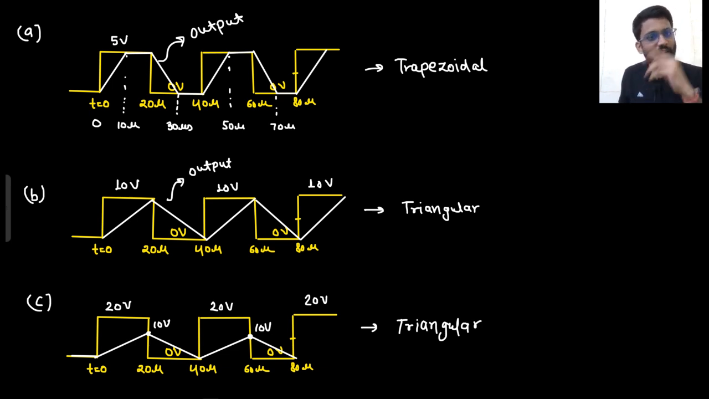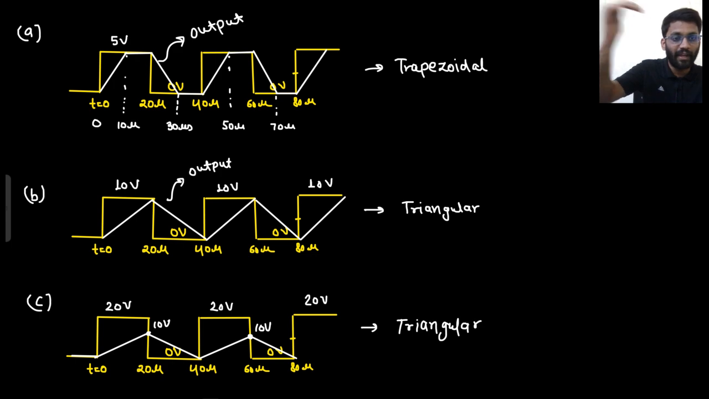Just as it reached 10 volt, input said that I am going to 0 now. So output will say I will also go to 0. There is no chance, I will have to follow you. So output is also going to 0, but output needs, sorry, 20 microsecond time to go from 10 volt to 0 volt. Then input is saying that I am again going to 20 volt. Then output will say again I will follow you, but I require 40 microsecond.